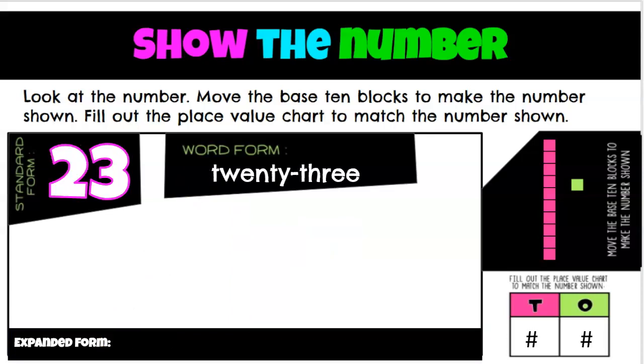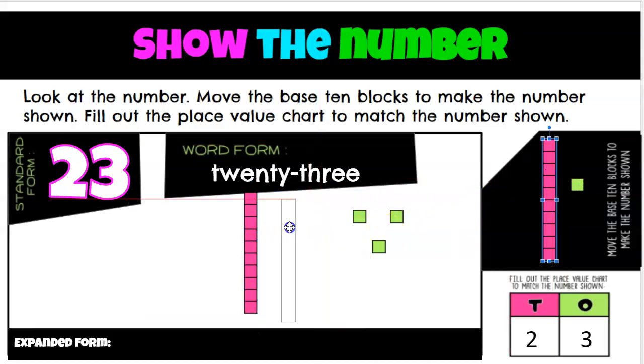Now let's do 23. To represent 23, we have a 3 in the ones place. We have a 2 in the tens place. That means I have to use 3 units, 1, 2, 3, and 2 tens, 10, 20.